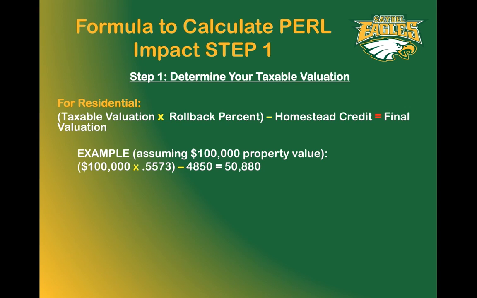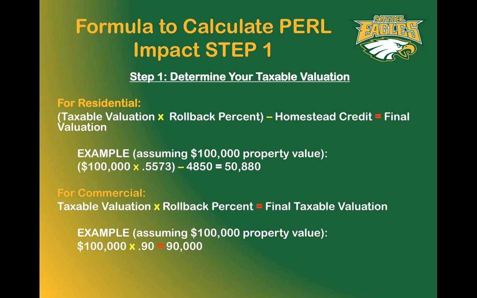So for example, let's assume a $100,000 property value for both a residential and a commercial property. We would take $100,000 for a residential property times 0.5573, which is the rollback, and subtract the homestead credit, which is set each year. That would equal $50,880 that you would be taxed on. For commercial, you take $100,000 of property value and you multiply it by 90% or 0.90, and commercial properties are taxed on $90,000 of that $100,000.